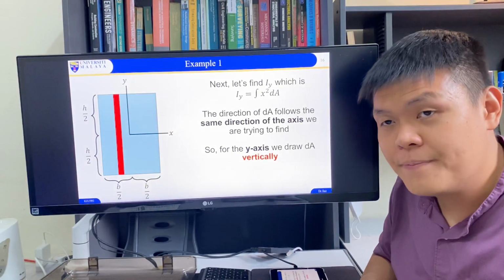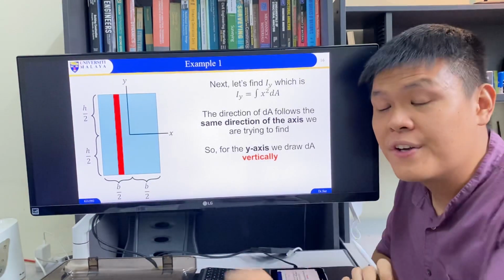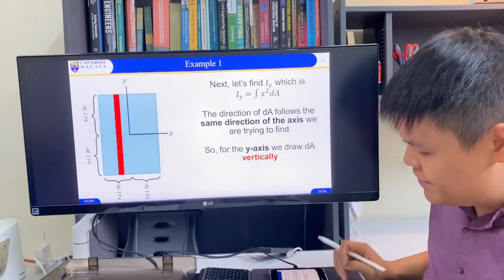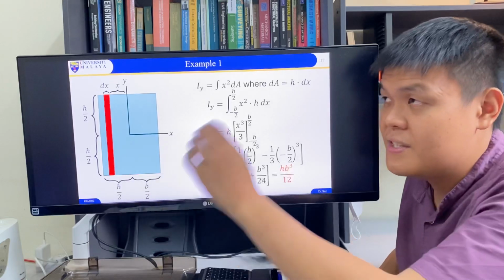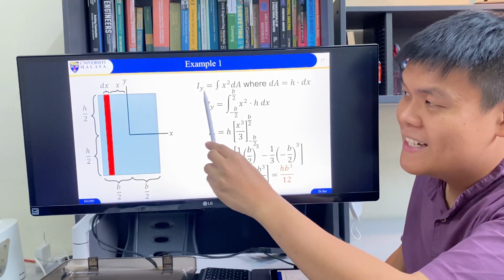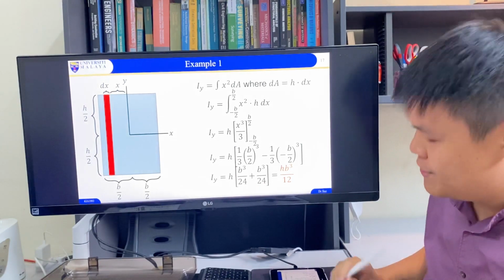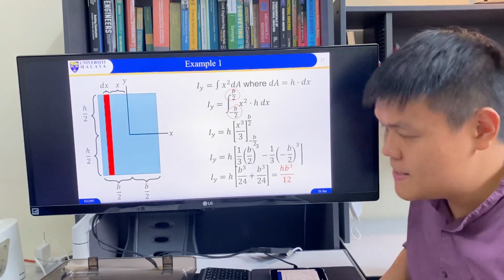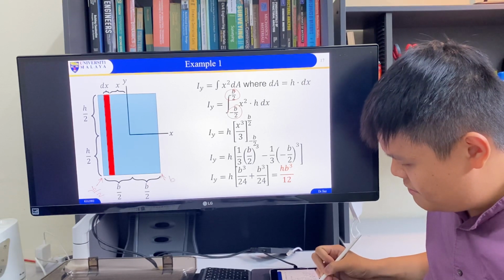Let's find Iy. So again, you can find it with one single small red area, but I'm teaching you the basic principles. So we'll draw another one, a vertical one. And remember that the direction of this area is the same as the axis we're trying to find. So we're trying to find Iy. So y is here, so y will be like that, so the area will be like that. Substituting it in, remember our limits go from here, which is negative b over 2, up to here, which is b over 2.